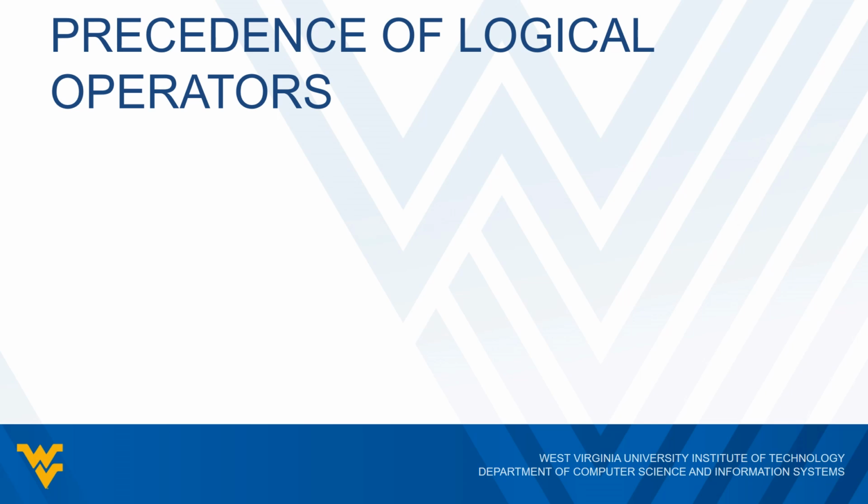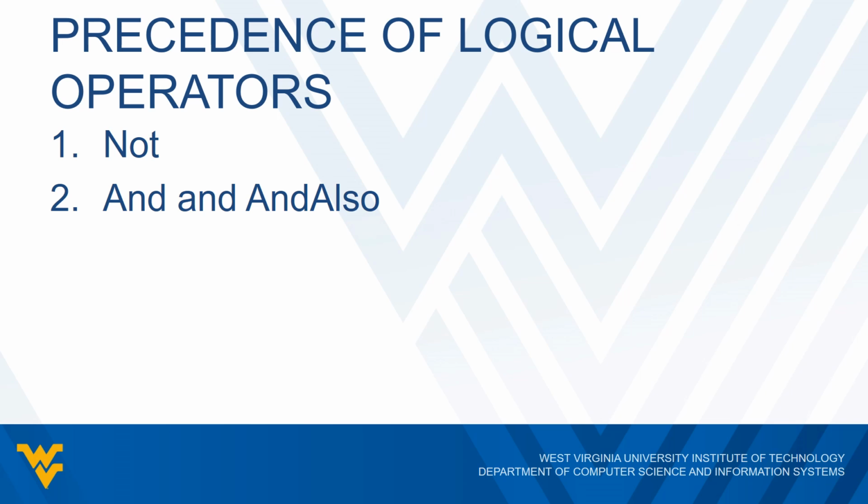So the one with the highest priority is the not operator. So whenever you see a condition with multiple logical operators and there's a not, that not part gets evaluated first. We then follow that with the and also. These both have the same precedence level. So these would be evaluated next. This would be followed by the or and or else. So if we have and or together, the and part gets evaluated first, then the or part. And then finally, exclusive or would be at the bottom of the precedence. So once all the other logical operators are taken care of, we would handle the exclusive or operators then.